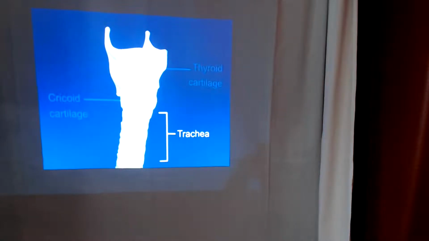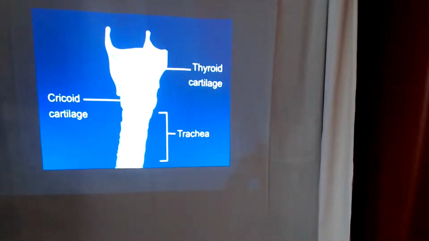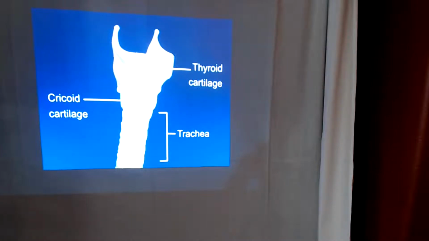The cricoid cartilage sits immediately on the trachea, and the thyroid cartilage articulates with the cricoid.